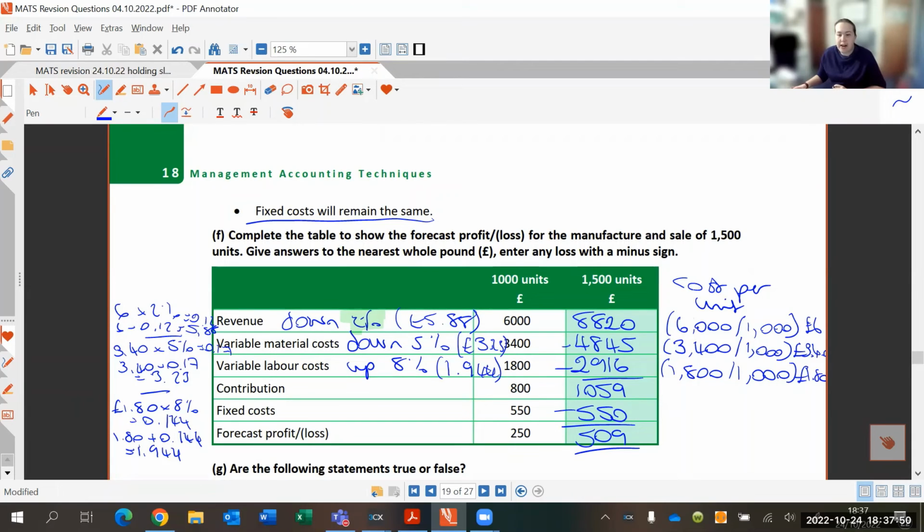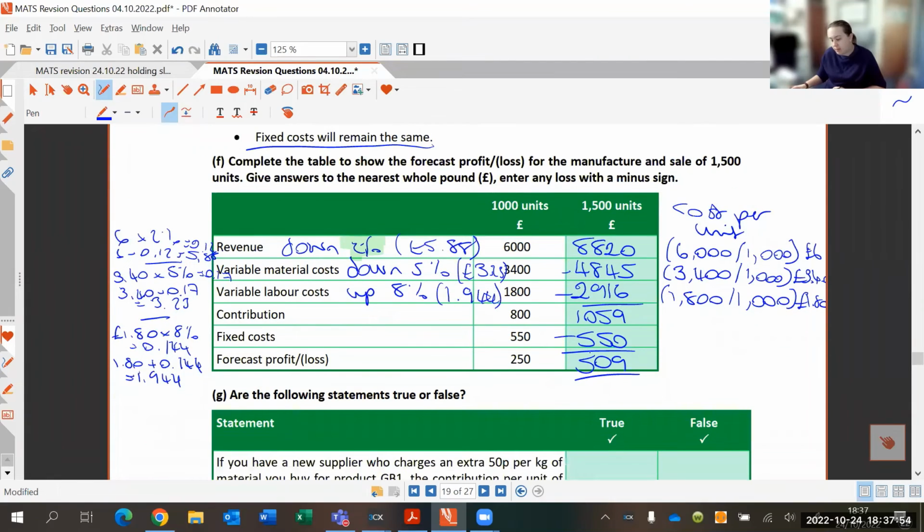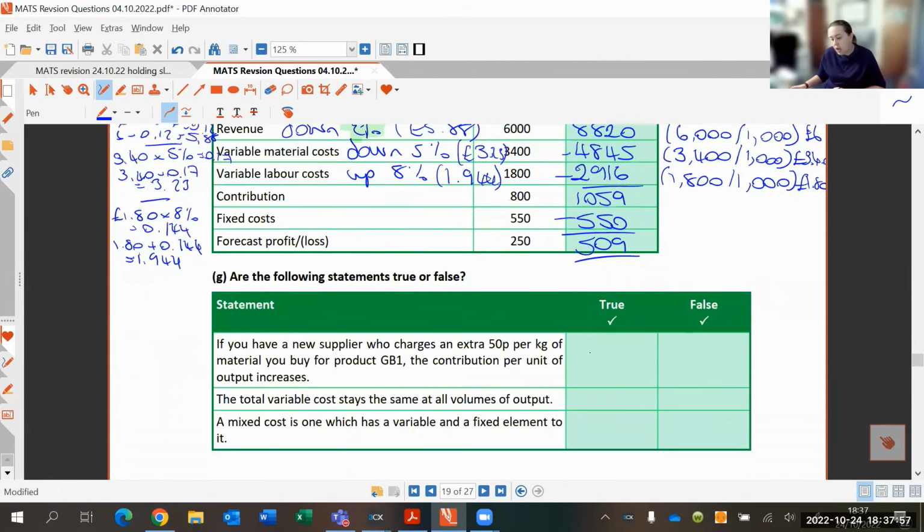Right, to finish off then, we're going to have a look at some true or false statements, and AAT do love these. Okay. So, we've got 3 statements here. We've got to decide whether they're true or false. We'll have a look at each one in turn and decide, and then we'll move on.